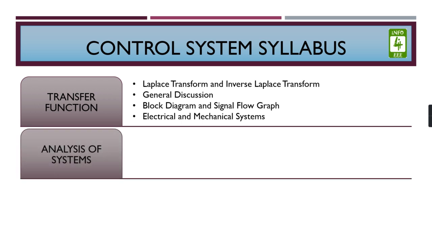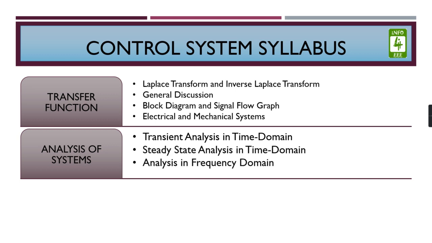The next section is analysis of systems. Systems can be analyzed in the time domain and frequency domain. In the time domain as well, we can divide the analysis into transient analysis and steady state analysis. And what actually are transient and steady state? We will learn about them in detail in the upcoming videos.